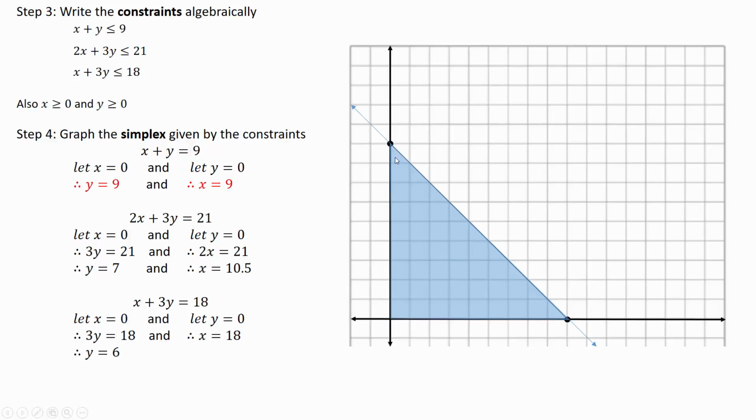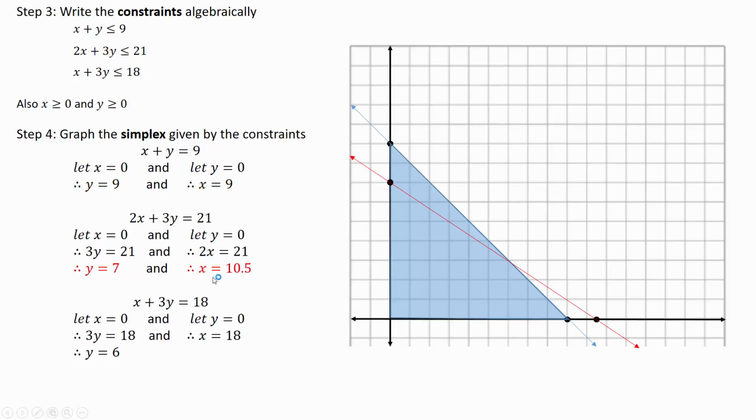Basically, so far, I know that the simplex is going to be somewhere in here. I'm given that x is greater than 0, so it's going to be over this side, and y has to be greater than 0, so it's going to be above the x-axis, and it's less than the line here, so it's going to be underneath it. Alright, moving on to the next one.